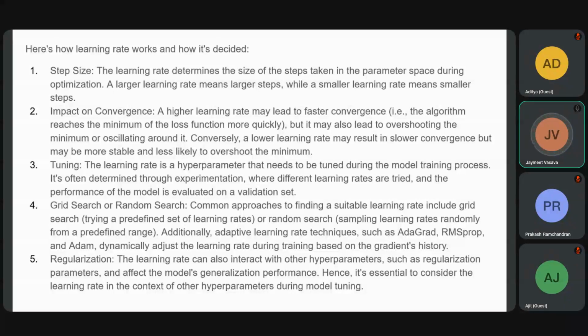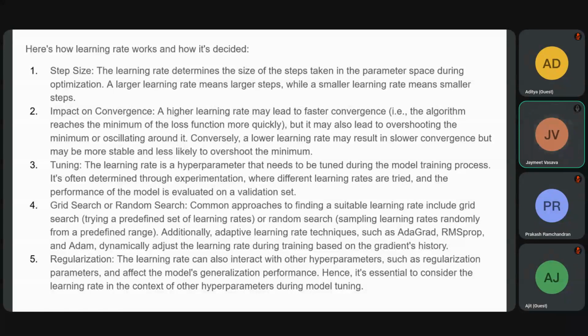A higher learning rate may lead to faster convergence, but may also overshoot the minimum value of error. Basically, we can hasten convergence by keeping a higher learning rate. Conversely, a lower learning rate may result in slower convergence, but may be more stable and less likely to overshoot the value of the minimum error.